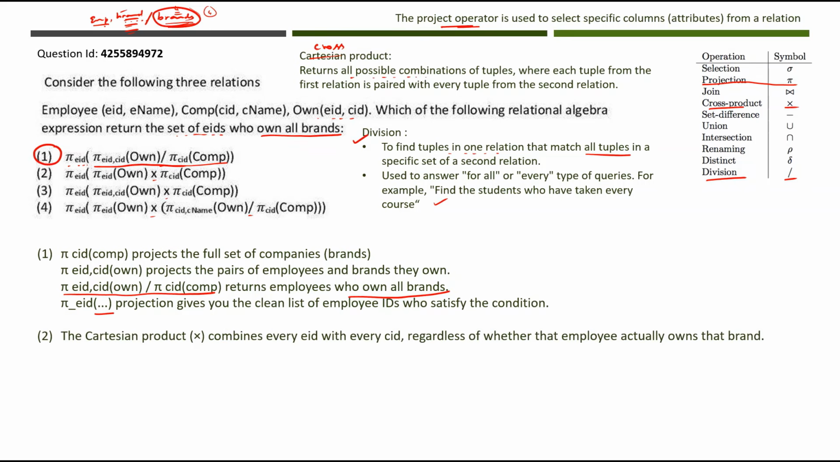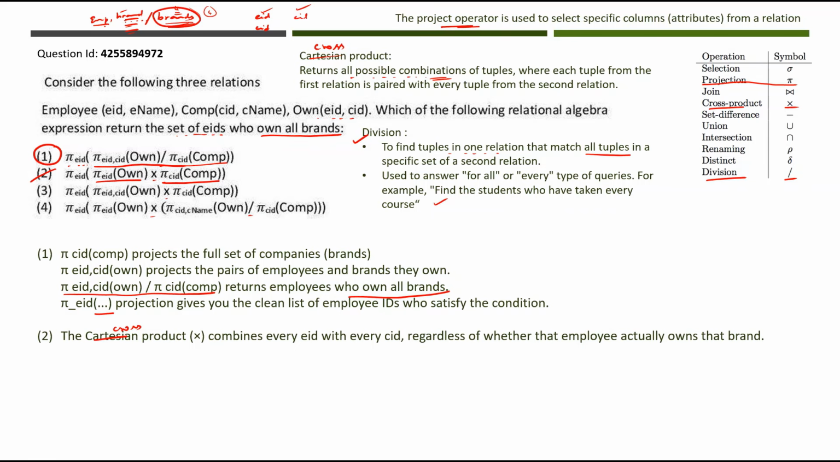Now let's see about the second one. The Cartesian product or the cross product combines every employee ID in the own relation regardless of whether that employee actually owns that brand or not. So in own relation we have EID and CID. This will give you all the brands together irrespective of whether the employee has an entry for the specific brand or not. It will just combine all the tuples from this relation and that relation and produce pairs. All possible combinations will be taken, and that is not needed by this question. So option 2 is wrong.